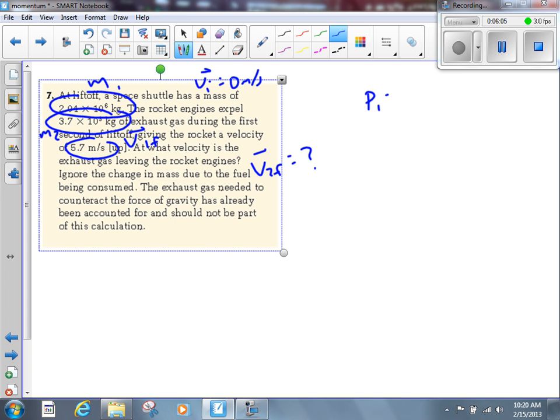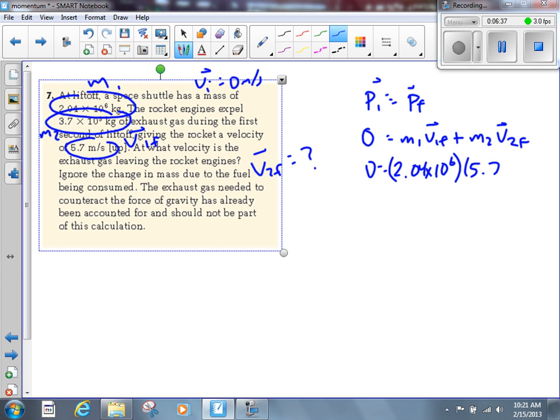We're going to say PI is equal to PF because it is like an explosion. We're going to say the total initial momentum is 0. There's one object, the shuttle and the gas combined, but that one object has no velocity, so of course it's not going to have any momentum either. After the explosion takes place, there's going to be two objects, the exhaust and the shuttle, M1V1F plus M2V2F. The mass of the shuttle times the velocity of the shuttle, 5.7, plus the mass of the gas, which is 3.7 times 10 to the 3, times the velocity of the gas.